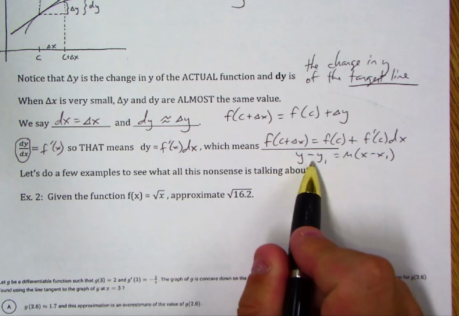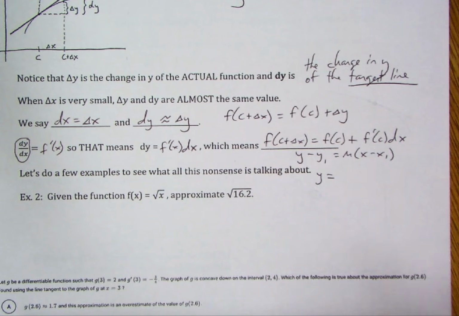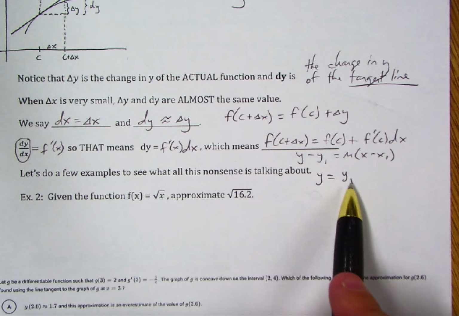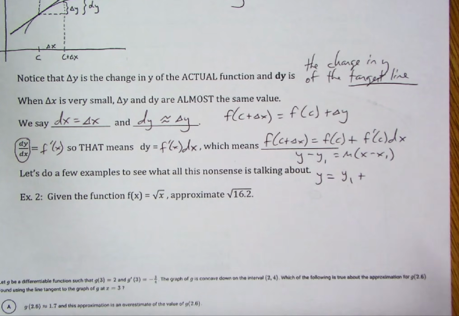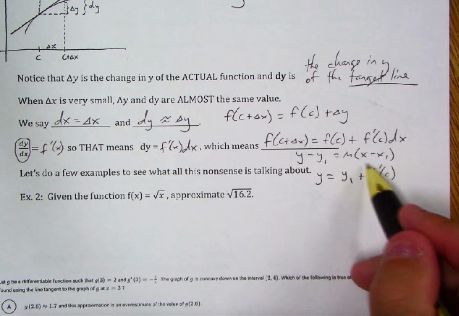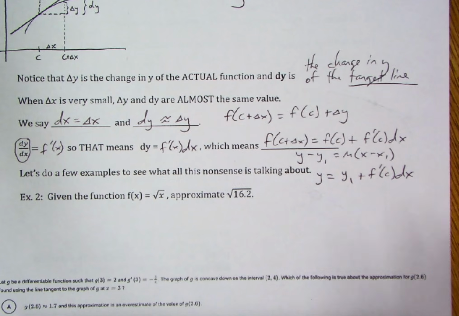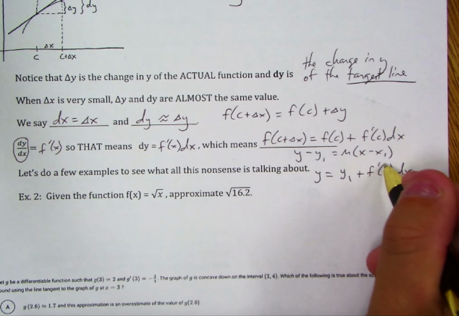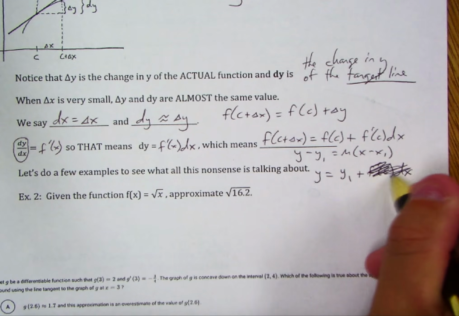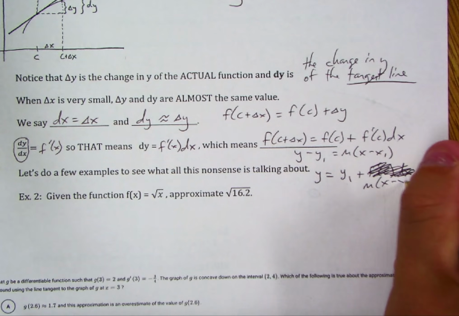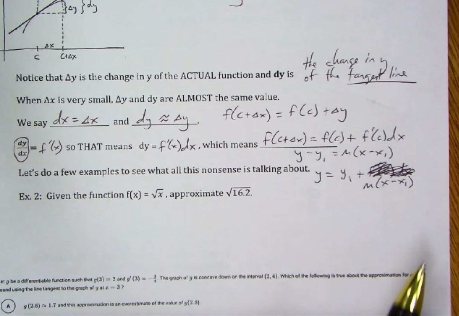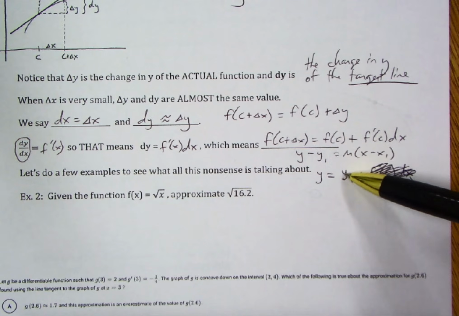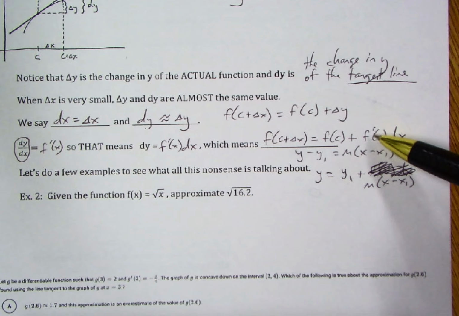So if I solve this equation for y, look at what happens. I get y equals whatever the y coordinate was, like I'm adding y1 over, that's what f of c is, plus whatever the slope is, which is f prime of c, times the change in x, and that's what dx is right here. I should have used m instead of f prime of c. I just screwed that up. Hopefully you see what I'm trying to get at. I didn't mean to put that notation. I meant to put this notation. So y1 is basically f of c. Slope is f prime of c. And the change in x is just dx.